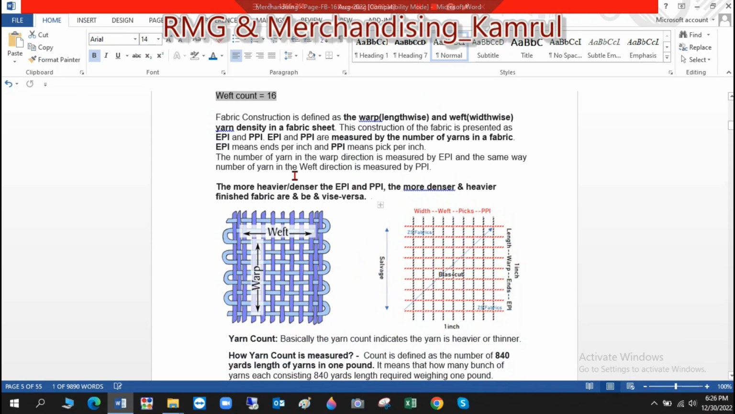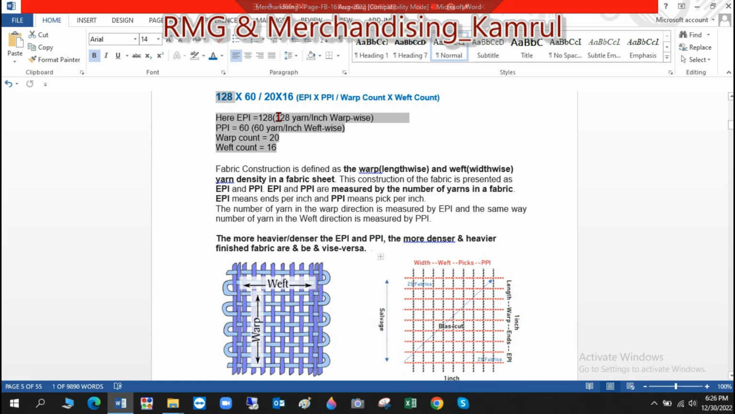See, fabric construction is defined as the warp and weft-wise density, lengthwise and widthwise, in a fabric sheet. This construction of the fabric is presented as EPI and PPI. That's what I have already said, EPI and PPI. Now what is EPI and what is PPI?